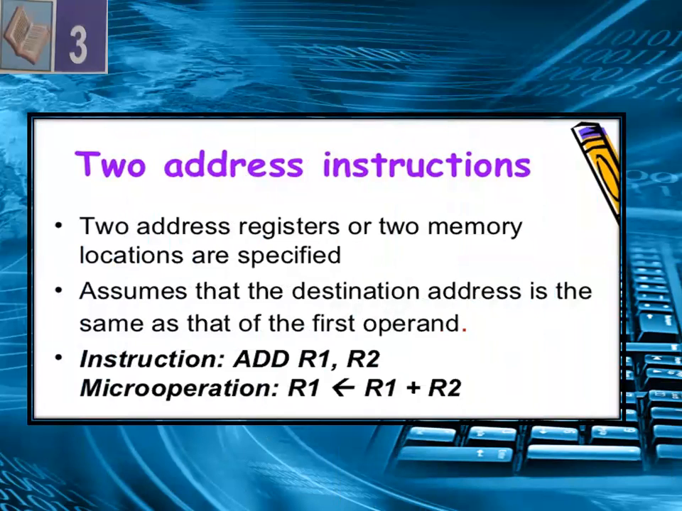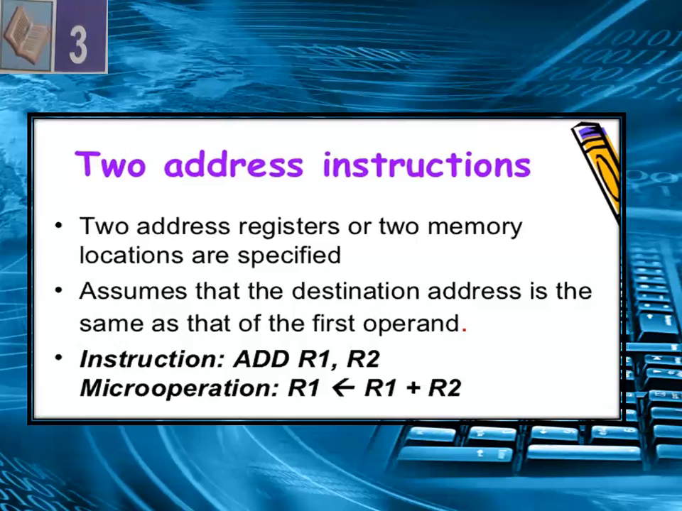Then we have the 2 address instruction. In a 2 address instruction, two memory locations are specified. Assume that the destination address is the same as that of the first operand. So the instruction add R1, R2 has the micro operation R1 = R1 + R2. Here we are using the same register: the value of R1 plus R2 is stored again in register R1. It will update the value of register R1. So this is the 2 address instruction in which we have two memory addresses.